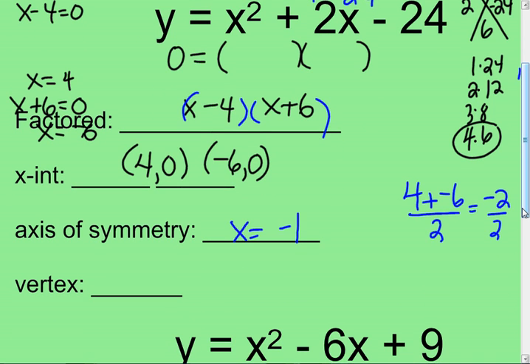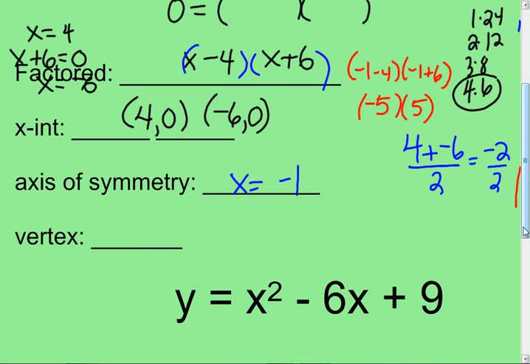Let's put it in this form. If I put in a negative 1, I get negative 1 minus 4, and I get negative 1 plus 6. This gives me what? Negative 5, and this gives me 5. Notice that they're the same but opposites. And that gives me negative 25. So the ordered pair is going to be negative 1, comma, negative 25.